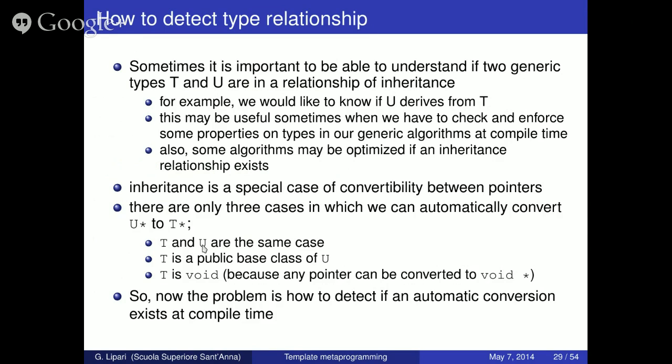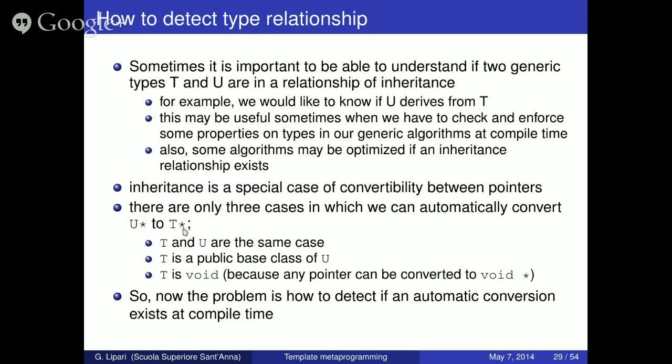So first of all, T and U must be the same, or T must be a public base of U. If T is a public base of U, you can automatically upcast a pointer to U to a pointer to T. For example, if you have a function that takes a pointer to T, you can pass the address of an object U without any problem, because that is an upcast. So upcast is automatic. And the third case is void, when T is void.